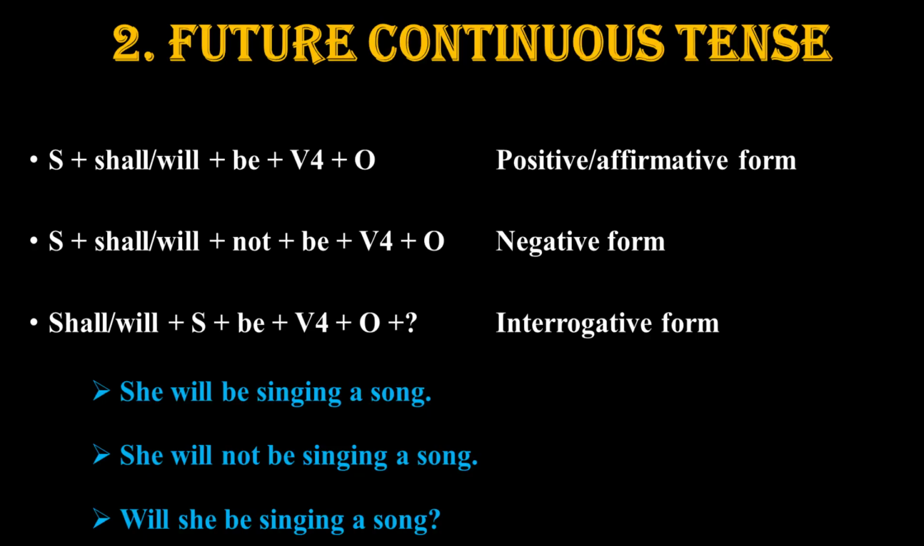Subject plus shall or will plus be plus V4 plus object for positive or affirmative form. Subject plus shall or will plus not plus be plus V4 plus object for negative form. Shall or will plus subject plus be plus V4 plus object plus question mark, interrogative form. Examples: she will be singing a song. She will not be singing a song. Will she be singing a song?